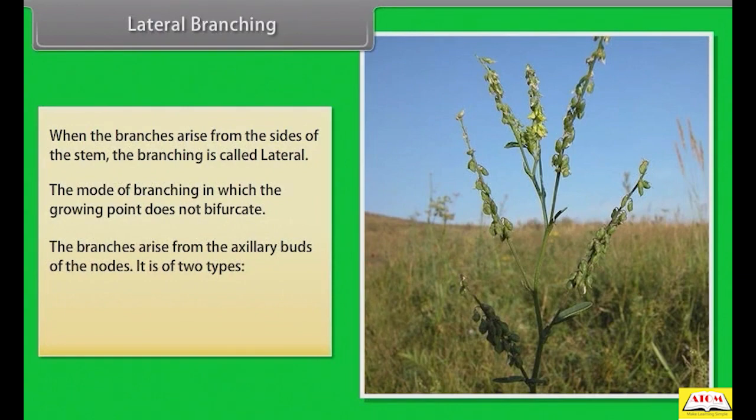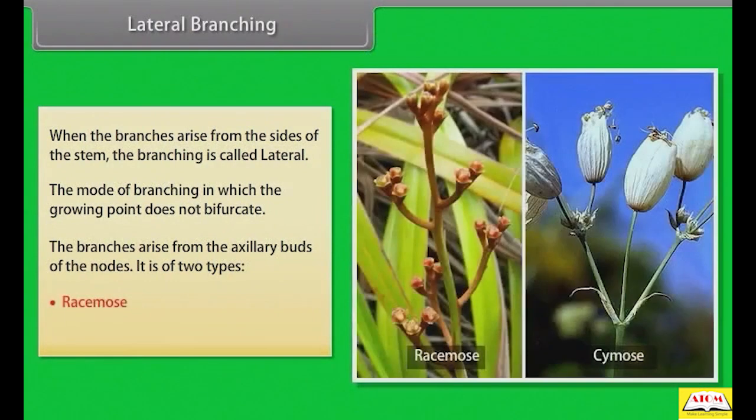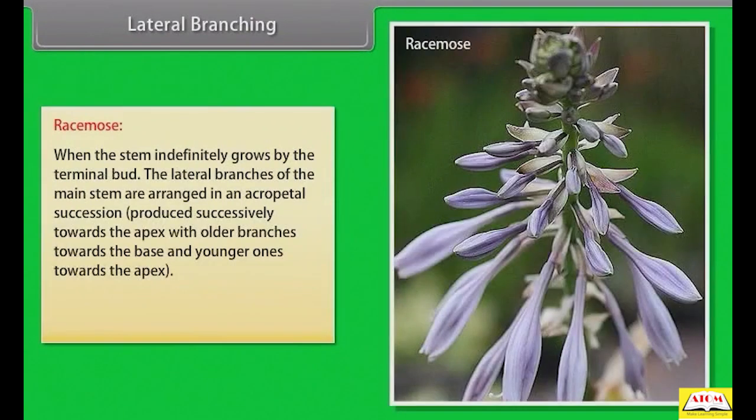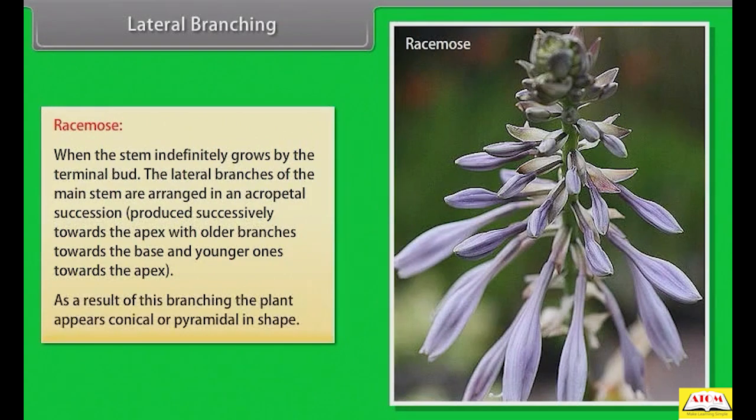It is of two types: racemose and cymose. Racemose. When the stem indefinitely grows by the terminal bud, the lateral branches of the main stem are arranged in an acropetal succession, produced successively towards the apex, with the older branches towards the base and younger ones towards the apex. As a result of this branching, the plant appears conical or pyramidal in shape.